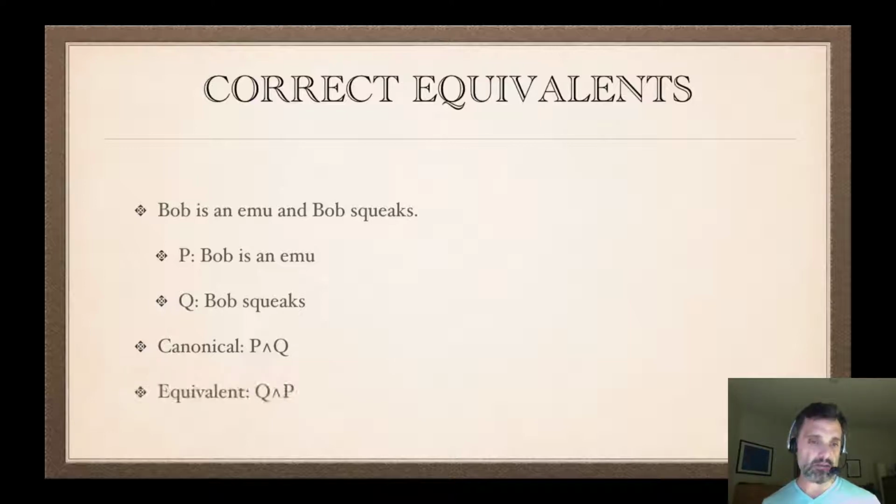But we might also symbolize it as Q wedge P. P wedge Q and Q wedge P are logically equivalent. Whenever one is true, so is the other. They always have the same truth value. And they have the same truth value as the original English sentence. And so we might wonder, should we treat just the canonical sentence as correct, or the equivalent also as correct?